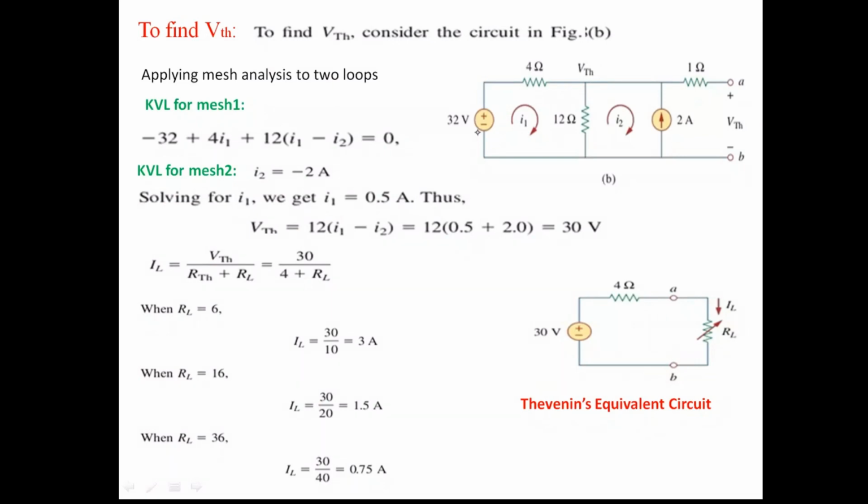Now we apply the mesh analysis. You can apply mesh or nodal analysis, whichever is convenient, to find VTH. So now we have to find the voltage across the 12 ohms, and this voltage across 12 ohms will directly give you VTH. Here I took this as one mesh and this as another mesh.